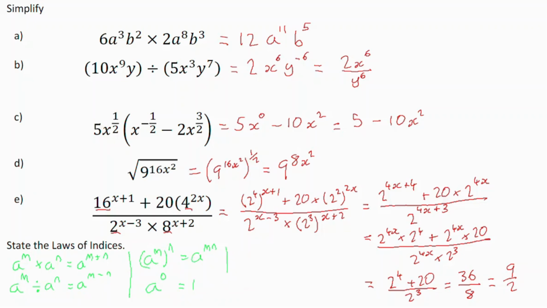Those are our three laws, but we also have things like a to the power of 0 is equal to 1, which we used here. We also have things like a to the power of negative n is equal to 1 over a to the power of n, which we used here. And a to the power of 1 over n is equal to the nth root of a, which we used here. So those are our 6 key facts, our laws of indices, that we're going to refer back to in a few moments.